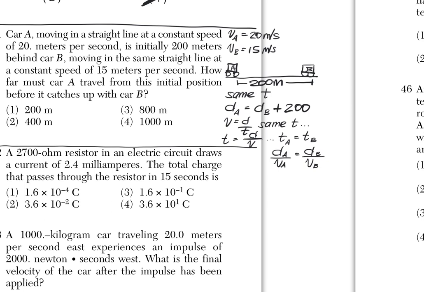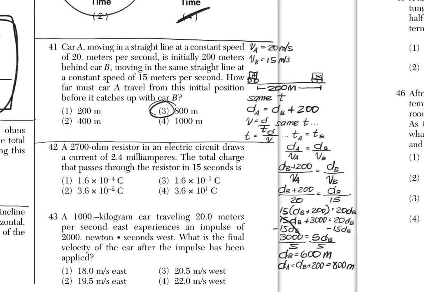A is 20 meters per second and B is 15 meters per second. So yeah, collecting terms and solving for the distance of B, we get 600 meters. And then the distance of A is the distance of B plus 200, and we get 800 meters. So A has to travel 800 meters.